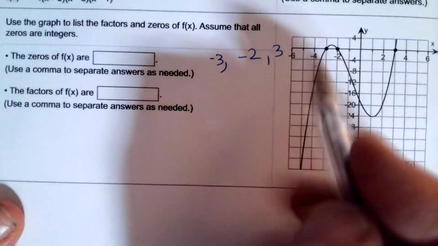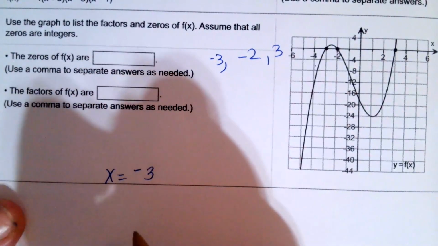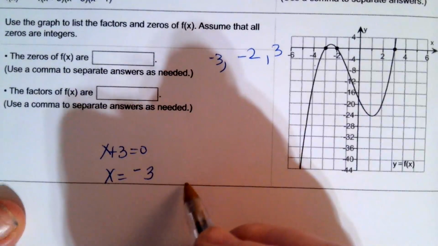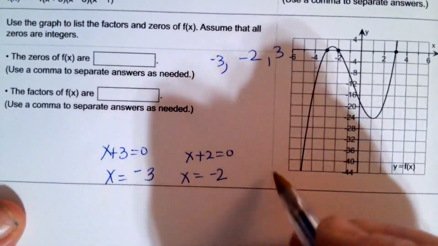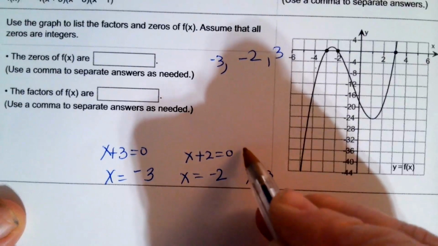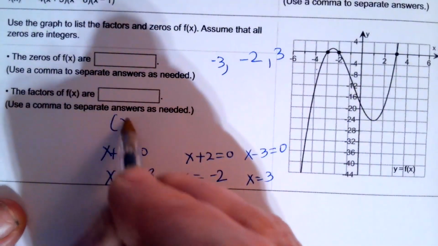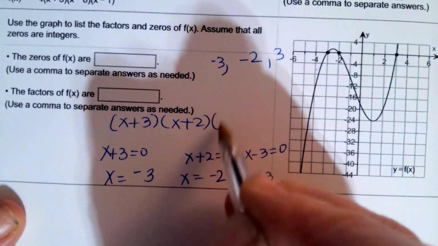So the factors would be, if x equals -3, then I must have had x plus 3 equals 0. If x equals -2, I must have had x plus 2 equals 0. And if x equals 3, I must have had x minus 3 equals 0. So the factors would have been x plus 3 times x plus 2 times x minus 3.